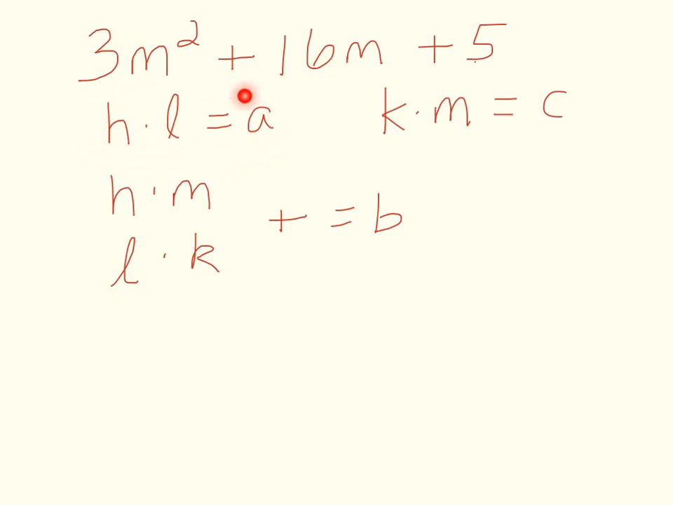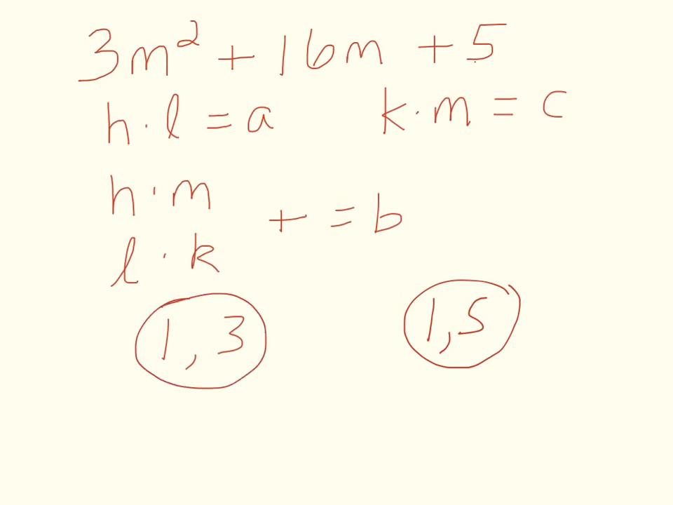Let's find 2 factors of our a, 3. The nice thing here is 3 is prime, and so the only factors of a prime number are 1 and that number. And then we go over here to the c, 5. It's also prime, so finding its two factors is going to be pretty easy, 5 and 1. So we have our k and our m. Let me mark it here. And we have our h and our l over here.